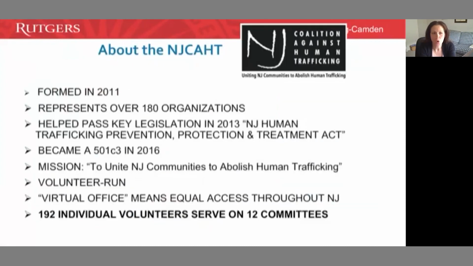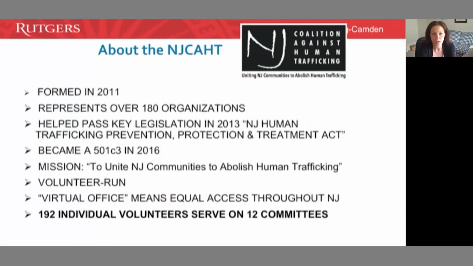The New Jersey Coalition Against Human Trafficking is a coalition that Renee and I are a part of and have been a part of for about a year. And it's a not-for-profit coalition that was formed in 2011. The mission of this coalition, this organization, is to unite New Jersey communities and abolish human trafficking in the state of New Jersey and hopefully across the country.